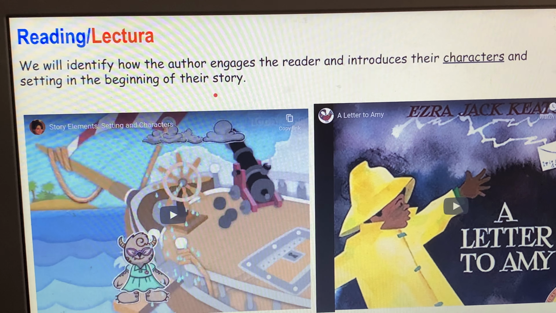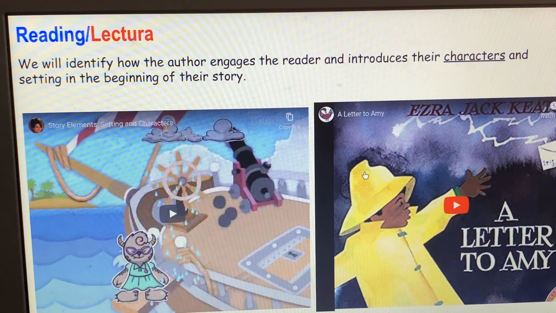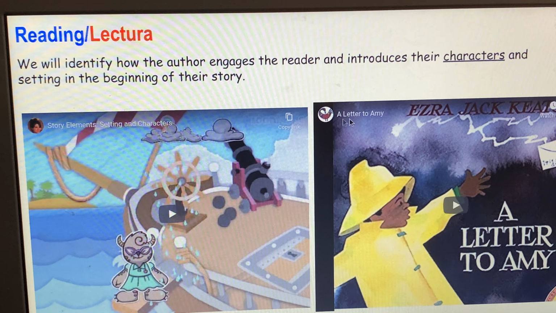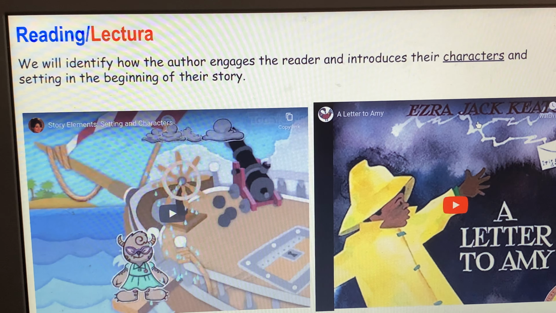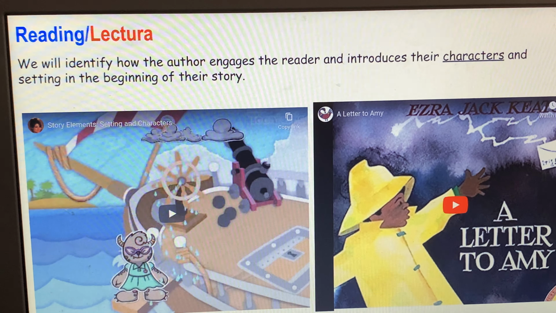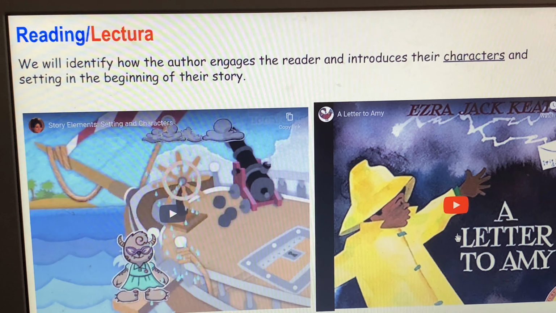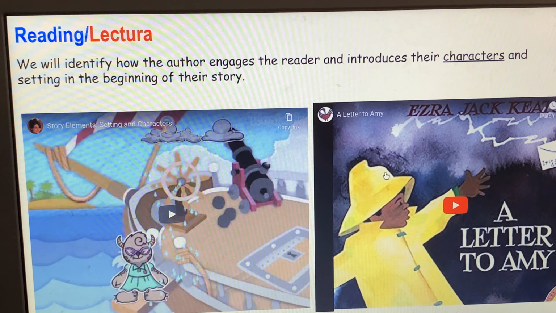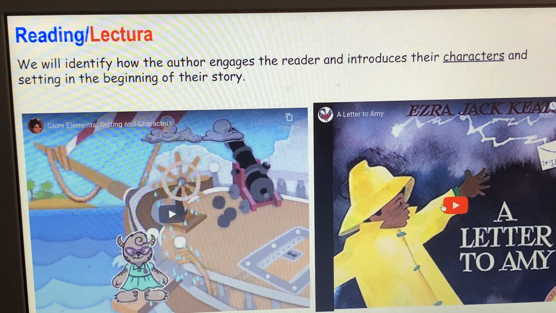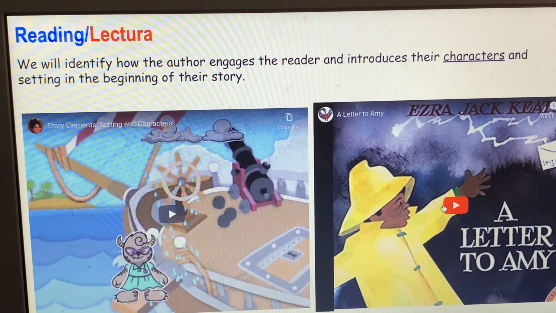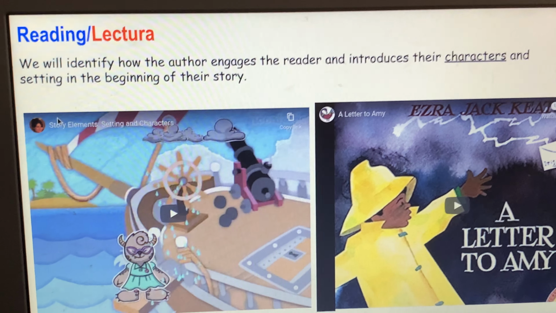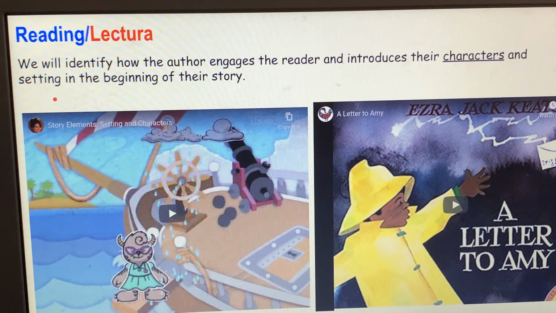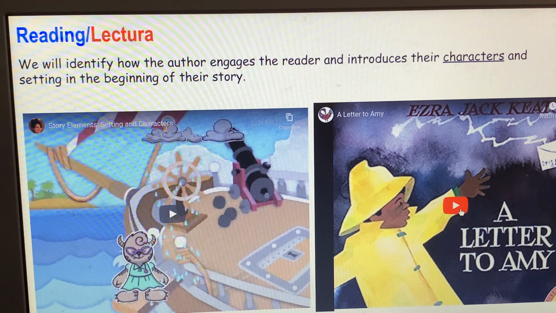So today we're going to be reading a book called A Letter to Amy, written by Ezra Jack Keats. And we're going to be focusing on how this author, Ezra Jack Keats, introduces the character. What do they say that makes us see who the characters are? And where does the setting take place in this story?